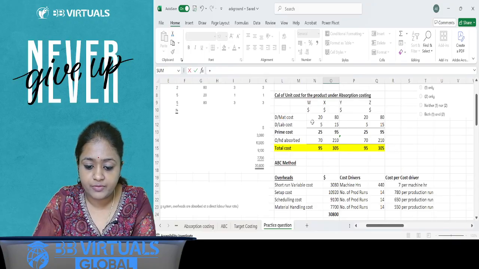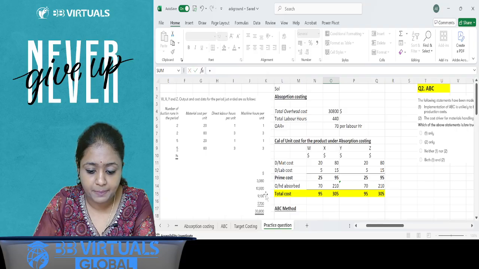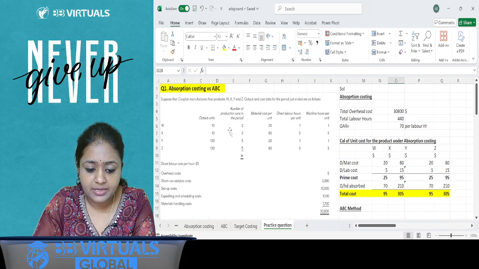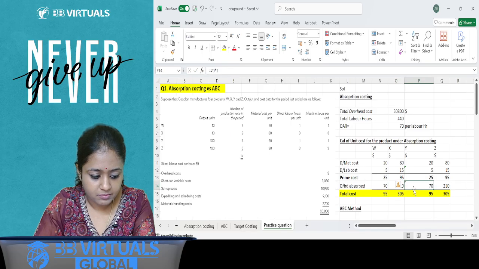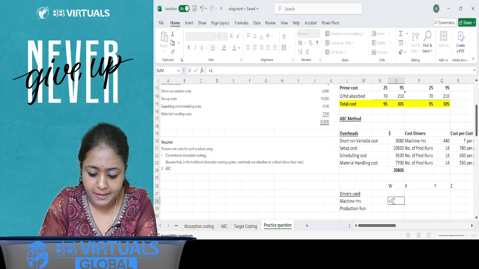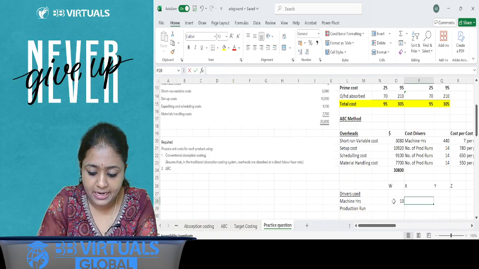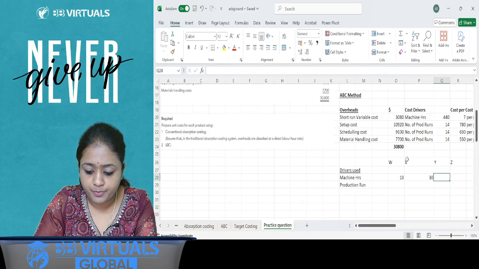Machine hours, I can link it directly with the labor hours because it's the same. So machine hours are going to be 1 multiplied by 10 and 3 multiplied by 10. Okay, so let's do it here. 1 multiplied by 10, which is 10. 3 multiplied by 10 is 30. Then Y would be 100 and Z would be 300.